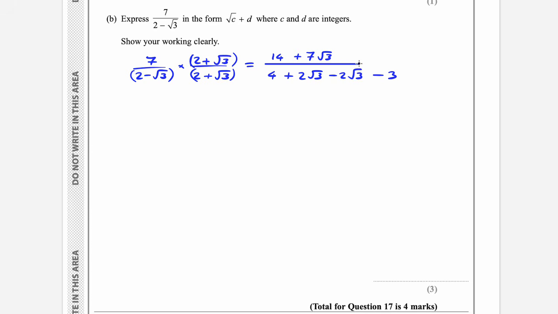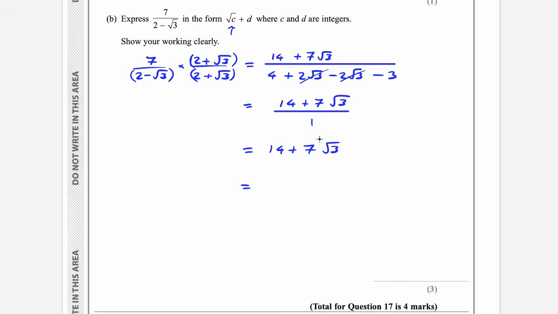Then this is equal to 14 plus 7 root 3 over, this is going to be quite nice, guys, they cancel, and you're left with 4 minus 3, which is 1. So this is just 14 plus 7 root 3. Now, some people, guys, would be inclined to stop here, thinking they're done, but they're not. We need root c plus d.